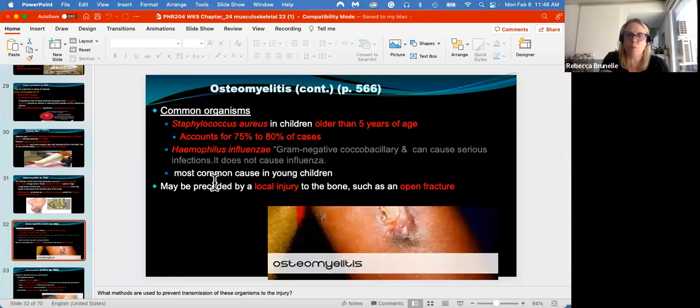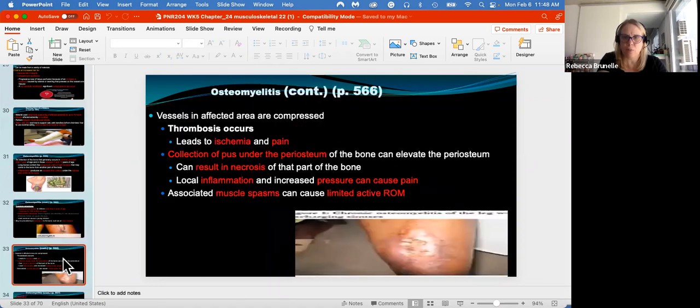The most common organisms are going to be Staphylococcus aureus and then Haemophilus influenzae. These kids that have osteomyelitis usually have quite a bit of pain. Sometimes they just present with limping and they don't really know why. There can be warmth around the site. Usually the most common thing is fever and pain.